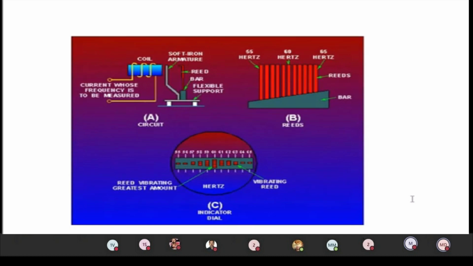Again you can see the third diagram, named as the indicator dial. The 60 Hertz reed is vibrating more when compared to the other reeds. So by seeing the vibration, we can measure the supply frequency. This is the simplest one, which is used mostly in power panels. So you can see the next type.